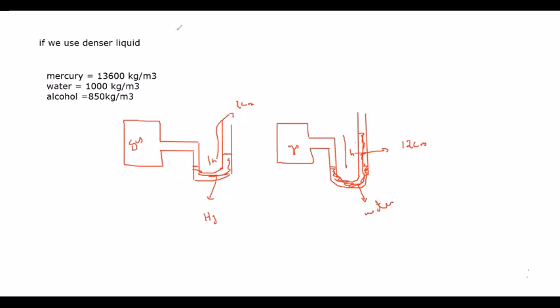So if we decrease the density of the liquid, the difference in level will increase. So we can use a low density or a high density liquid in a manometer.